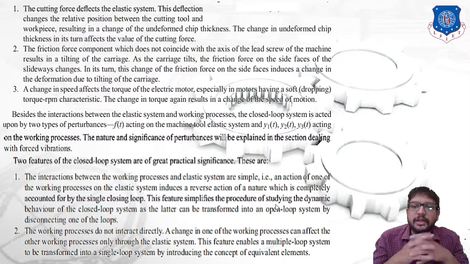The third most important point is that a change in speed affects the torque of the electric motor, especially in motors having a soft dropping torque RPM characteristic. The change in torque again results in a change in the speed of the motion.